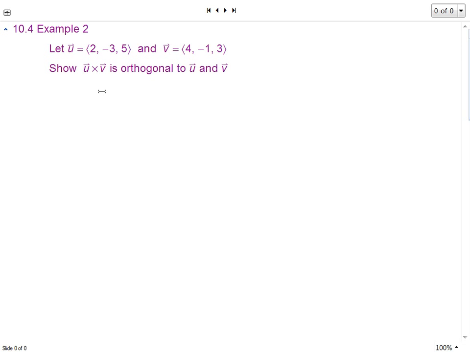The dot product is the way to go, though, because what did we learn last class? If you take two vectors and you take their dot product, and that's 0, then you know they're orthogonal. So all I have to do here is show that this cross product is orthogonal to both of these. So I'm going to do that.